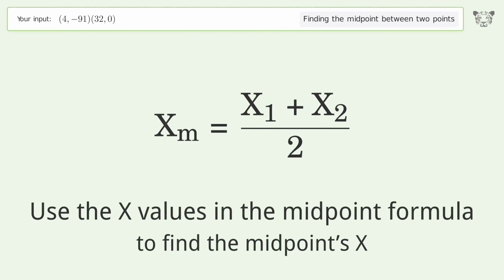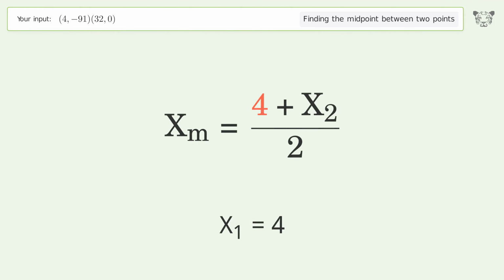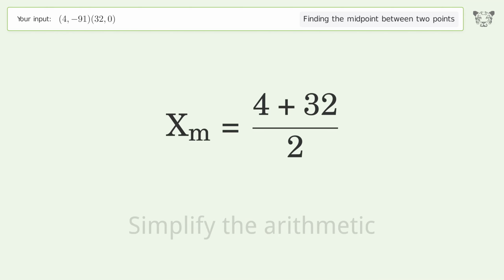Use the x values in the midpoint formula to find the midpoint's x. x1 equals 4. x2 equals 32. Simplify the arithmetic.